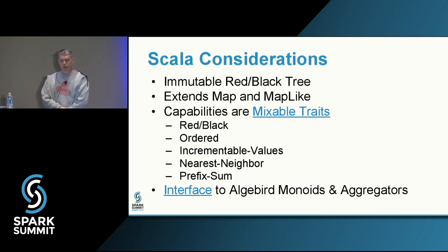And I implemented some of these other capabilities as basically mixable traits. So the red-black feature, the ordering, the ability to increment the values, nearest neighbor searching, and the prefix sum are all capabilities you can mix and match, keep what you want, to create new versions of these data structures. I also wrote an interface that allows it to be used with the Algebird monoids and aggregators.